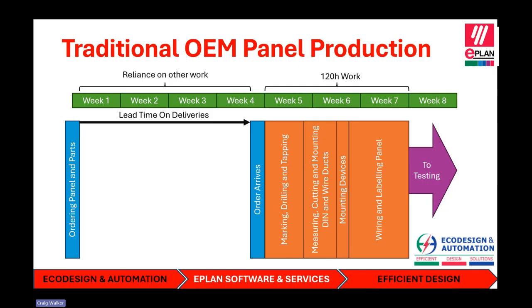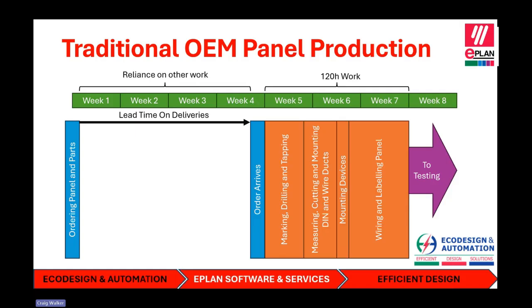Then you've got your marking, drilling, and tapping of the panel for all the DIN and duct. That takes, I've got it here as just less than a week. And that's all manual work. We used to do it with a bit of masking tape. And then from there, you'd start mounting all your DIN and duct onto the panel. Then sequentially after that, you would put all your devices onto the DIN and duct, onto the DIN rails. And then you would start with your wire labeling, crimping, and terminating into the panel.